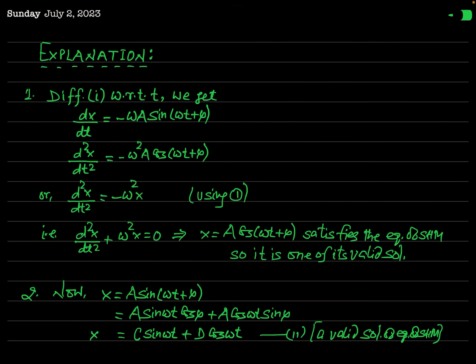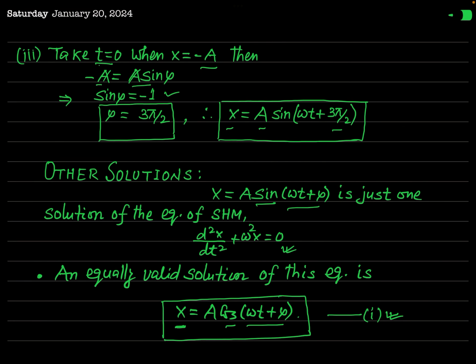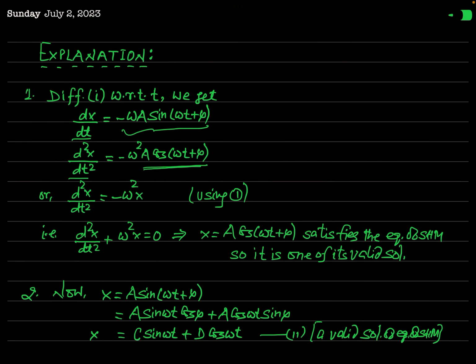So from here you can say that dx by dt will be equal to what? That will be minus omega a sin(omega t plus phi). Again we differentiate it. So the second order derivative, d2x by dt square, will be again minus omega square a cos(omega t plus phi). This is a very simple differentiation. But you can see the factor a cos(omega t plus phi), which I have just underlined, is equal to x. So in place of a cos(omega t plus phi), you can write x.